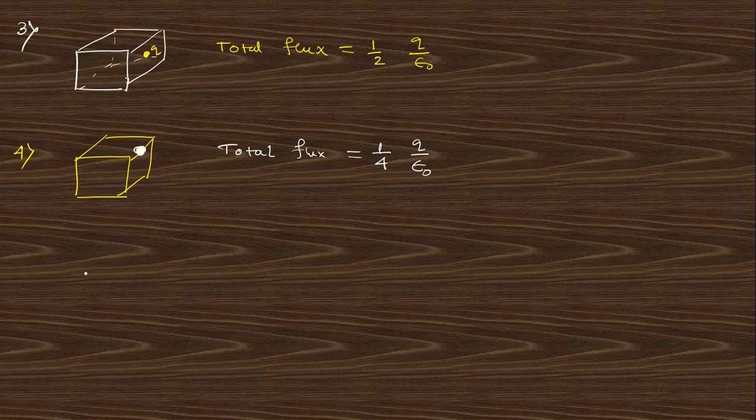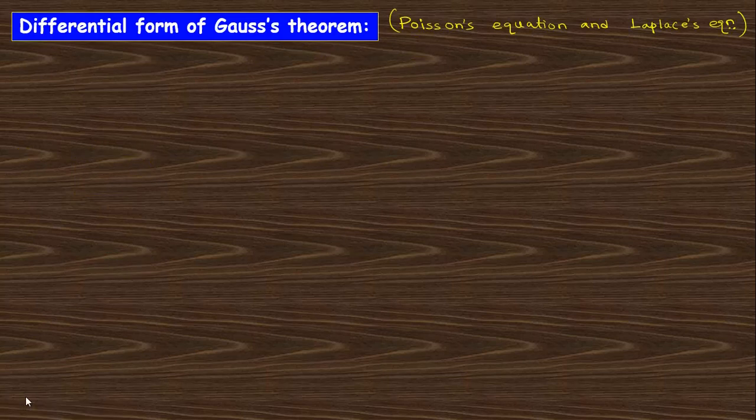Otherwise we need to do the dot product E dot ds and integrate if we want to find the total flux. So this is the method to find the flux. Otherwise we can use Gauss's theorem in the case of symmetry. For that we need to take a Gaussian surface, right? Now we want to discuss the differential form of Gauss's theorem. Gauss's theorem says the cyclic integration, this is called cyclic or closed integration, E dot ds equals q enclosed by epsilon naught.